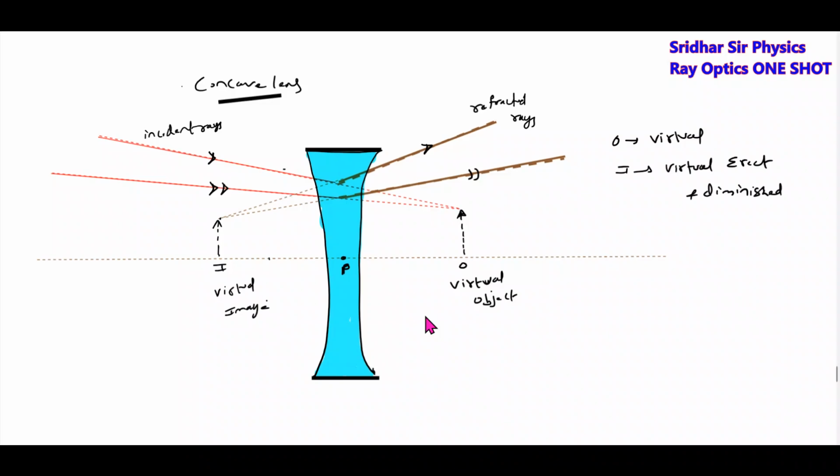Next again, concave lens for virtual object. These are incident rays. They appear to converge at a point. Then after refraction, the refracted rays will diverge from a point. This will be a virtual image. So virtual, erect and diminished. For virtual object, the image will be virtual, erect and diminished. This is one possible case. Next, one more condition.